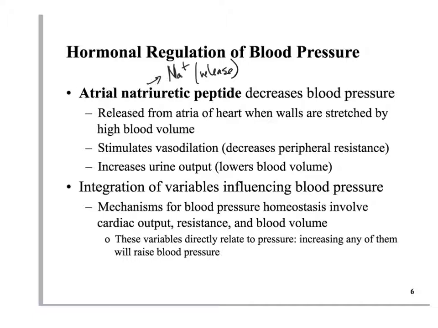So then you have your homeostatic mechanisms: cardiac output, resistance, blood volumes. All right? They all directly relate to pressure, and increasing any of them, increased blood volume, increased cardiac output, or increased resistance will lead to an increase in blood pressure. All right? But how you do it and how your body regulates it, all those different inputs are possible areas where it can be controlled.